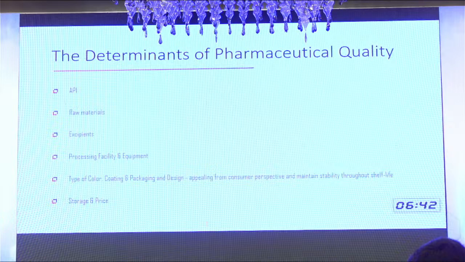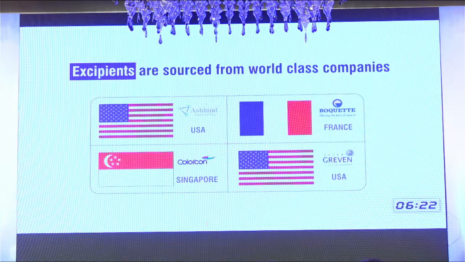It is the raw materials, the excipients. It is the fact that every processing facility and equipment is different. And then comes the color, the coating, the packaging, the storage, all of which also decides the price of the product. So as far as the excipients are concerned, and this is the main objective of my talk, our excipients are sourced from world-class companies which have a reputation of having very stringent quality protocols.